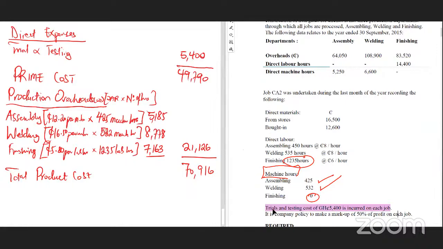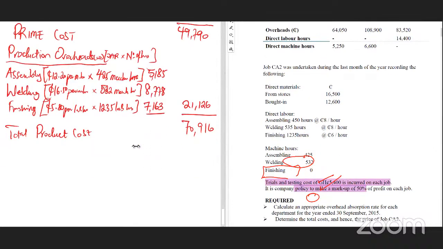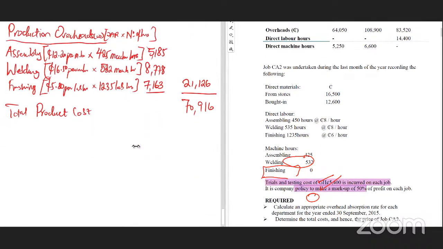So you can see that it says trials and testing cost 5.4. We've done that. It is the company's policy to make markup of what? 50%. So if it is markup, it means that cost is equivalent to what? 100%. So if cost is equivalent to 100%, then the profit is equivalent to what percentage? Profit is 50% on the cost, true or false?